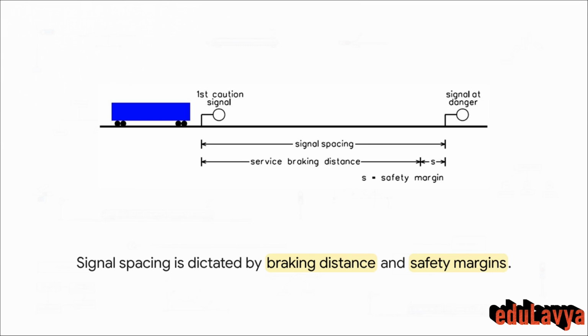The distance between a caution signal and a danger signal has to perfectly account for the time it takes a specific massive train traveling at a specific speed to safely brake to a halt, plus a healthy safety margin. So think about what happens if you introduce a brand new, heavier fleet of trains into the mix. Their braking distance might be longer. That single, isolated change means your entire existing signaling subsystem might suddenly be dangerously inadequate.